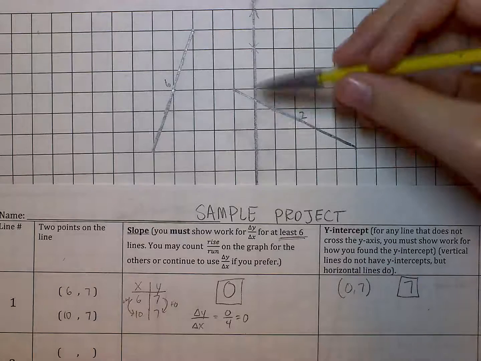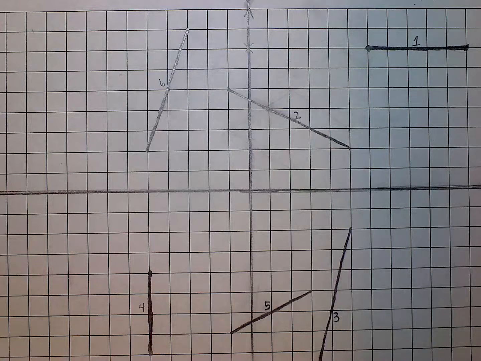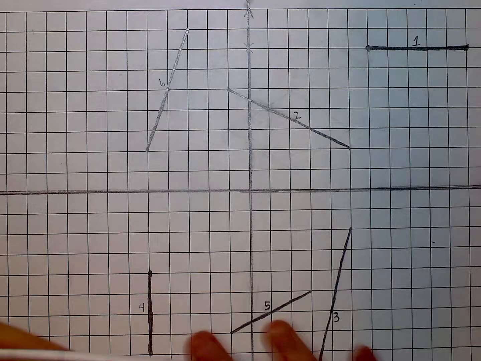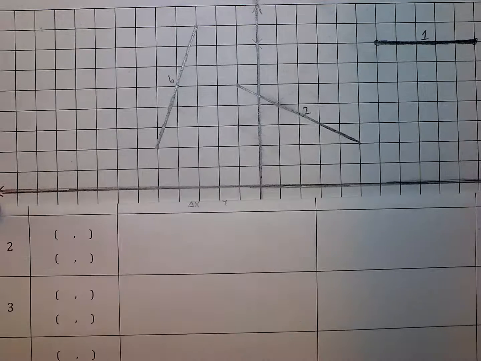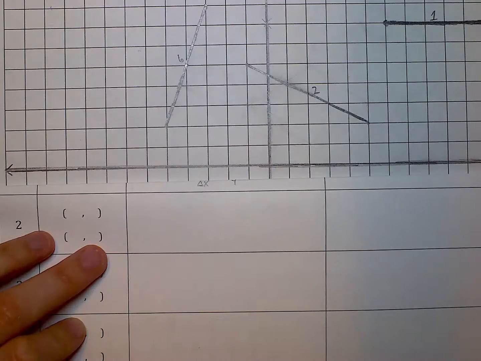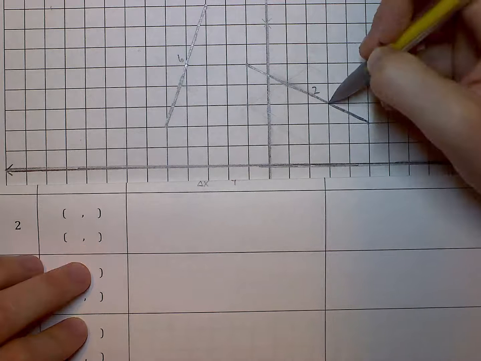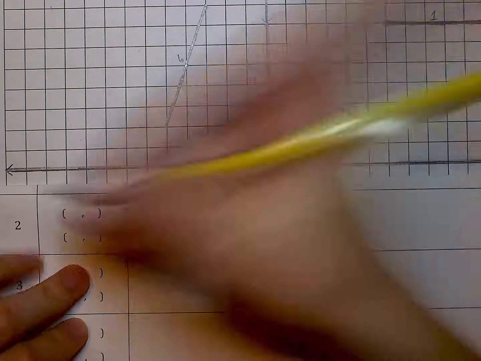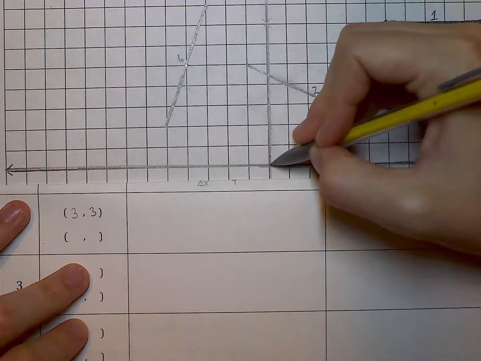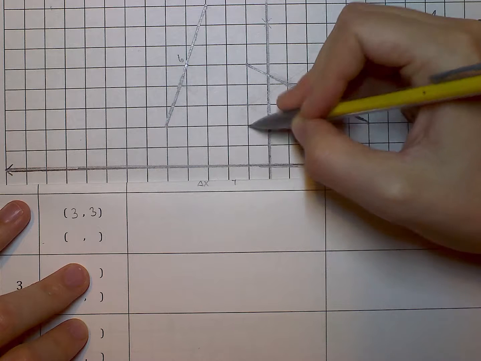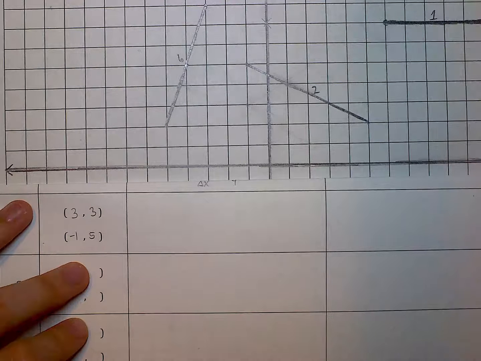So let's do a different kind of line, number 2. And what I'm gonna do is I'm gonna fold my paper so that you can see everything on video. You don't need to do this, but this way we can look at line number 2 and this at the same time. So first I need 2 points on the line, so just find 2 points where it hits. Here's 1, so that's 1, 2, 3, that's 3, 3. And here's another over here, so that's -1, and then -1, 5.